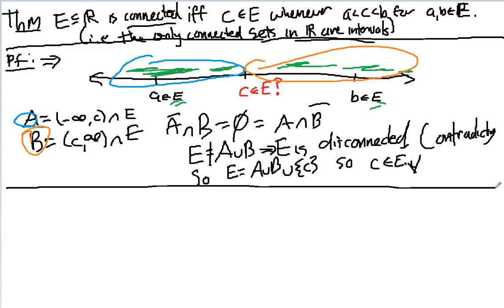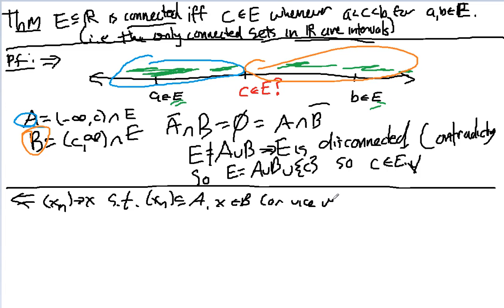Okay, now for the other direction, I'm going to assume that E is an interval. That's really what this is saying up here. So if I assume that E is an interval, I'm going to prove that it's connected. And the way I'm going to do that is I'm going to come up with a sequence such that this thing is contained in A and X belongs to B, or vice versa. So that's the basic setup.